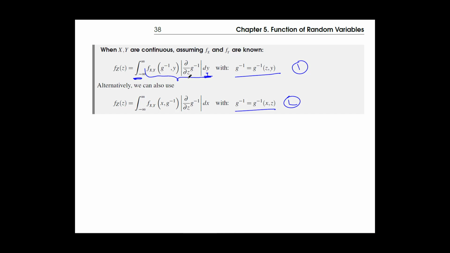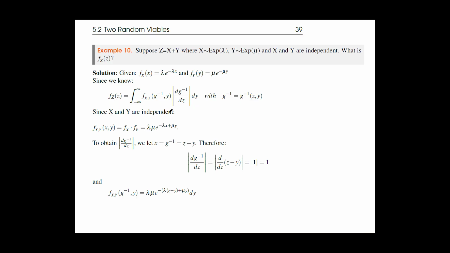Let's do some examples applying this equation. Let's do the sum of two exponential random variables. X and y are exponential with different rates, lambda and mu. We know the PDF of each, and then we know the joint distribution because they're independent. It's just the product of the two. Then that's the recipe. We're using the first, so this would give you the value of x right here.